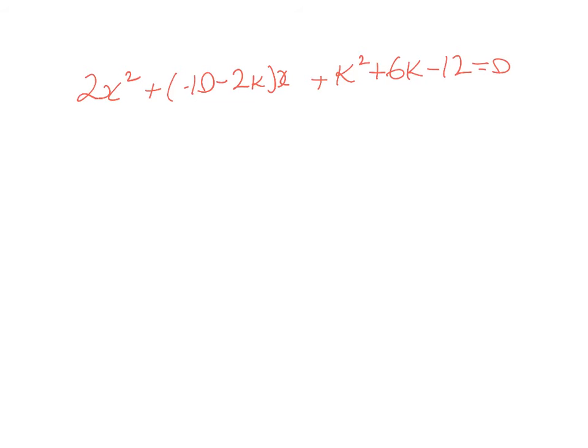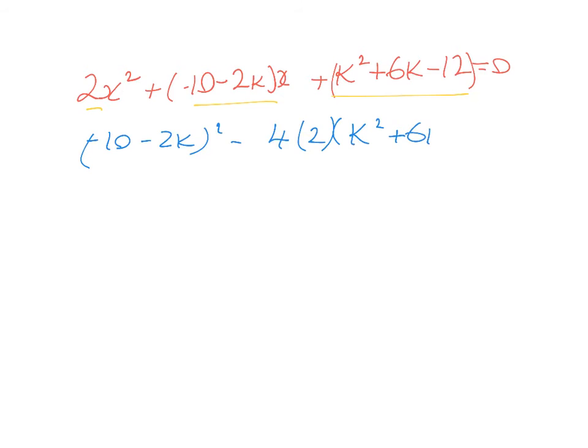With that working out, I'll just rewrite where we got so far. So we had 2x squared plus minus 10 minus 2k x plus k squared plus 6k minus 12 equals 0. We have brackets around that. So again, a, b, c. So for our discriminant then, we need minus 10 minus 2k all squared, that's b squared, minus 4 lots of 2, that's your 4a, and then c, k squared plus 6k minus 12, equals 0.